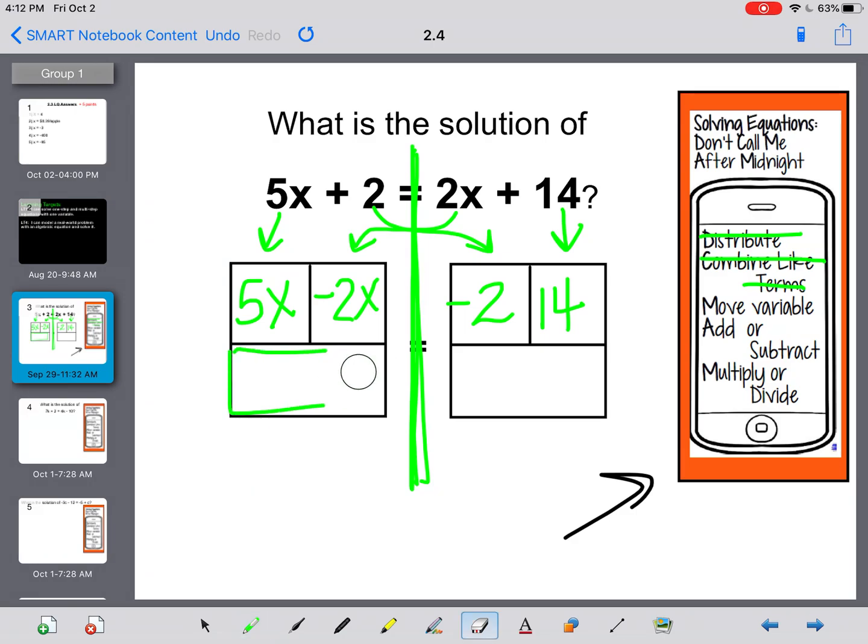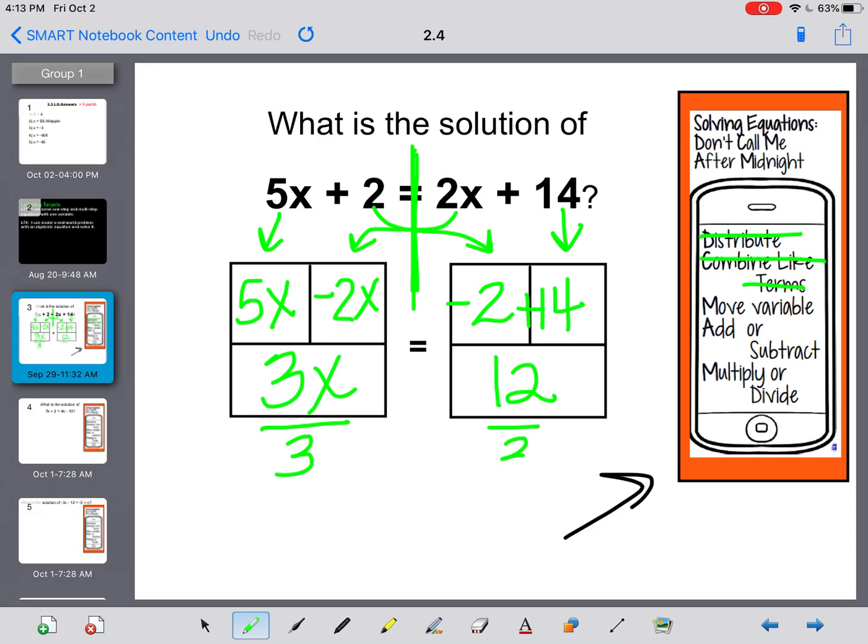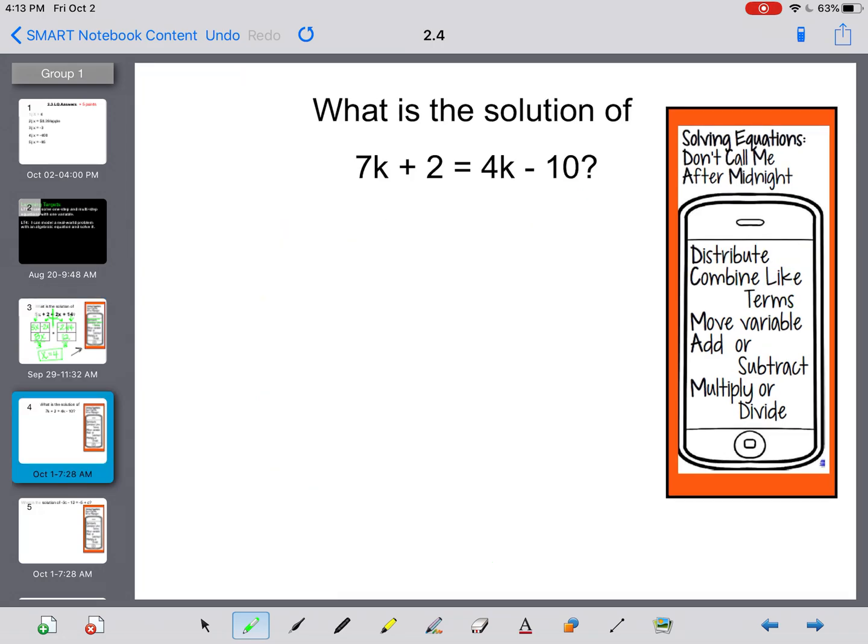Then down in the big box, we're actually going to combine what we have up top so that we can get it as simplified as possible. So I have a 5x and a negative 2x. That leaves me with 3x. Then I have a negative 2 and a positive 14, which leaves me with 12. So I now, for my equation, have 3x equals 12. And from there, I can just solve my one-step equation by dividing by 3, and that tells me that x equals 4 in this case.